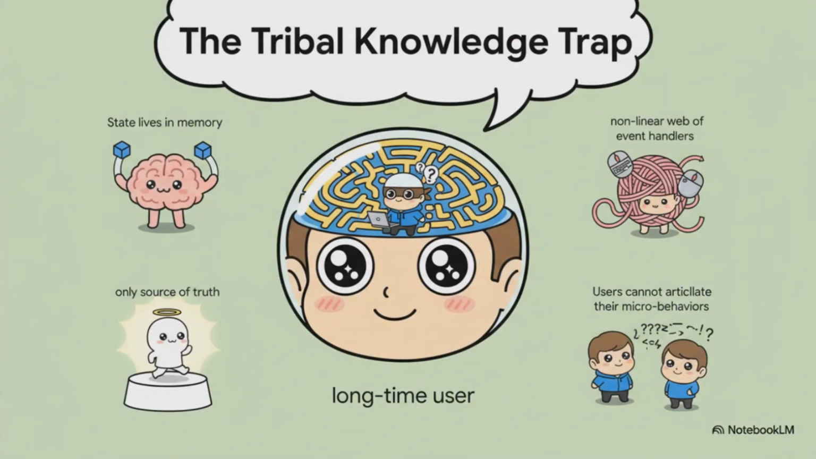And this is what creates the tribal knowledge trap. The real business logic isn't written down in some design doc. It's the emergent behavior that's evolved over years of use. It's in all those subtle workflows that users can't even articulate, but if you took them away, their entire process would break. For these systems, the only source of truth is the running application itself.